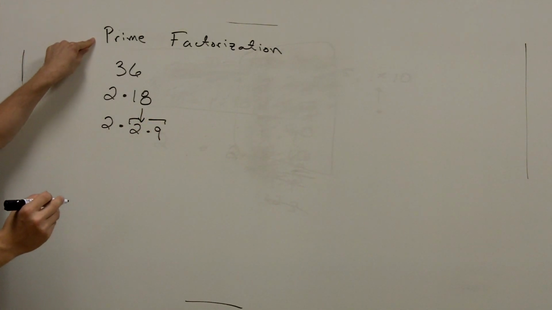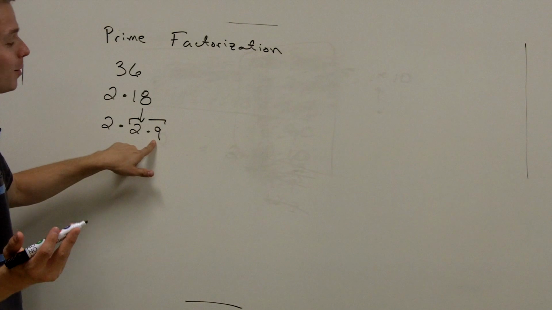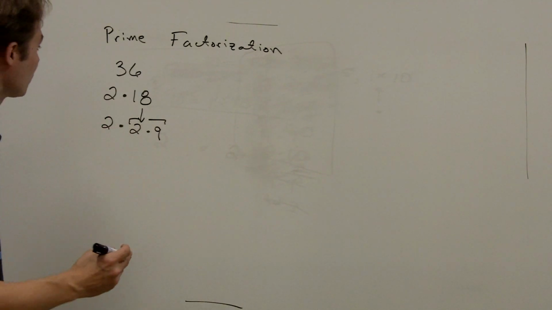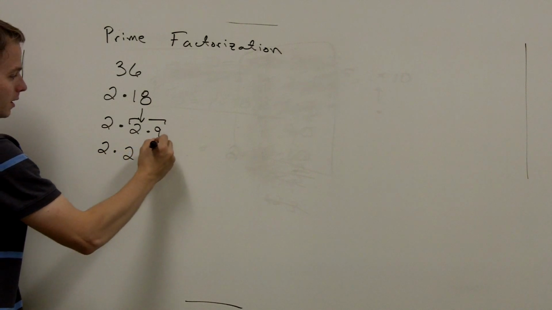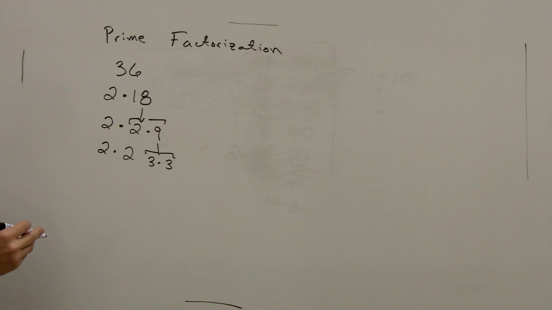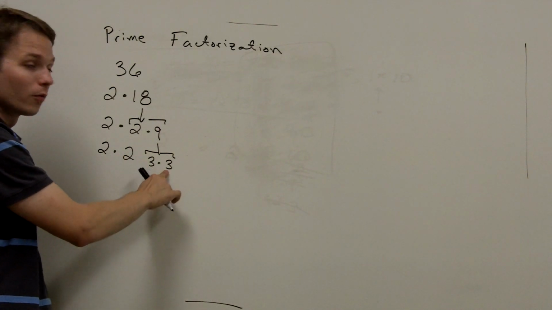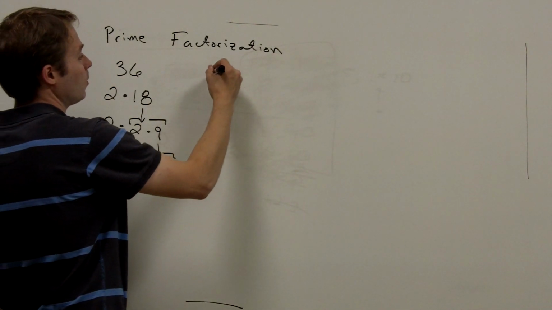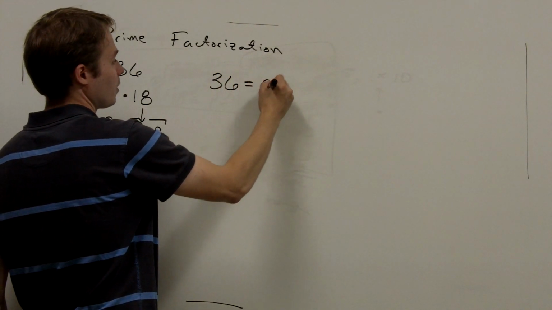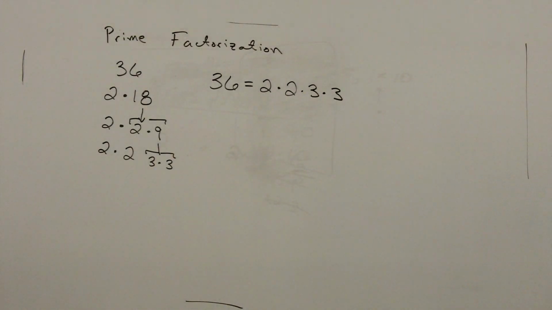Okay, so am I at my prime factorization yet? Well, no, because 9 is not a prime number. 9 will factor into 3 times 3. So if we keep going with this, now when we factor 9, that factors into 3 times 3. Now at this point, we're finished, because 2 is a prime number, 2 is a prime number, and then both 3's are prime numbers. So what we can do is actually write 36 as a prime factorization would be 2 times 2 times 3 times 3. And at this point we're finished.